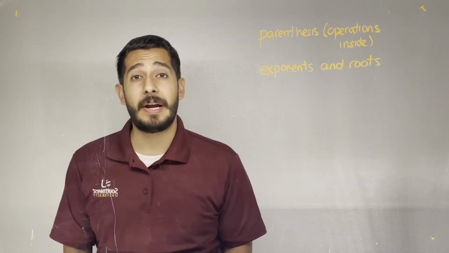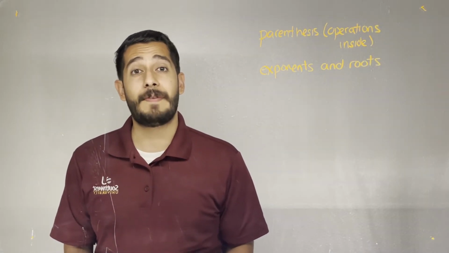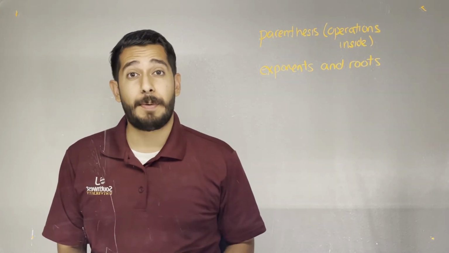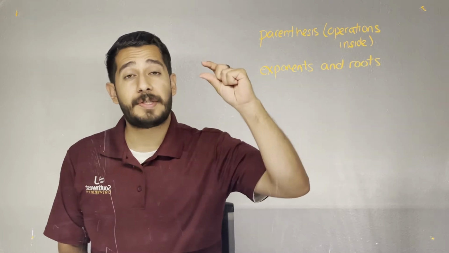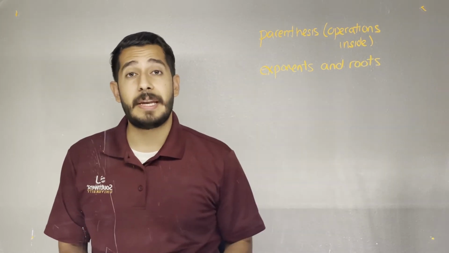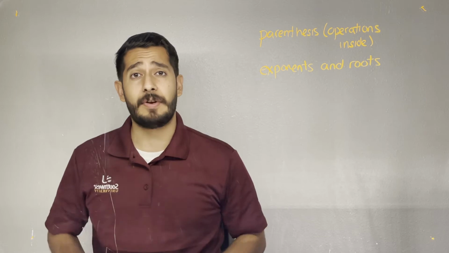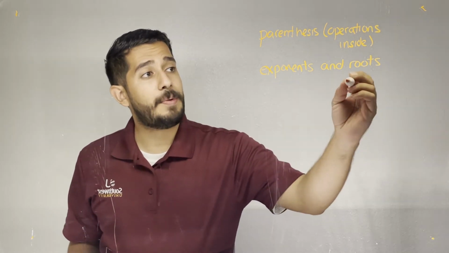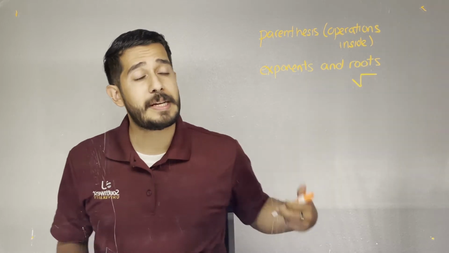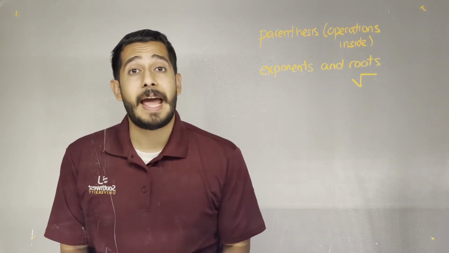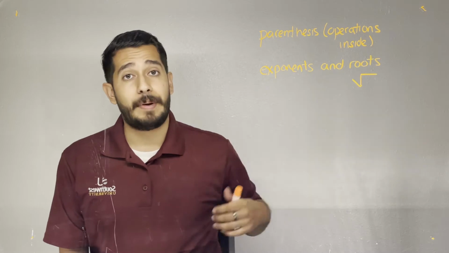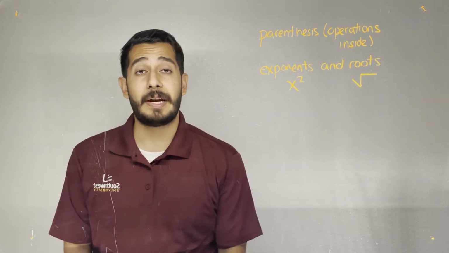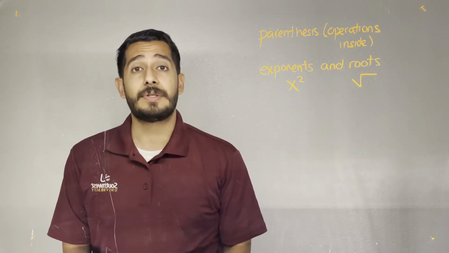The next kind of operations that take priority when simplifying an expression are going to be exponents and roots. Exponents are going to be those small numbers that are superscript to any letters, numbers, or any other variable. The roots, we might know those by the radical sign. So anything that is encapsulated by a radical sign has to be solved on this step. Exponents, as I already mentioned, are going to be those numbers or letters that have a superscript, and those have to be solved next.